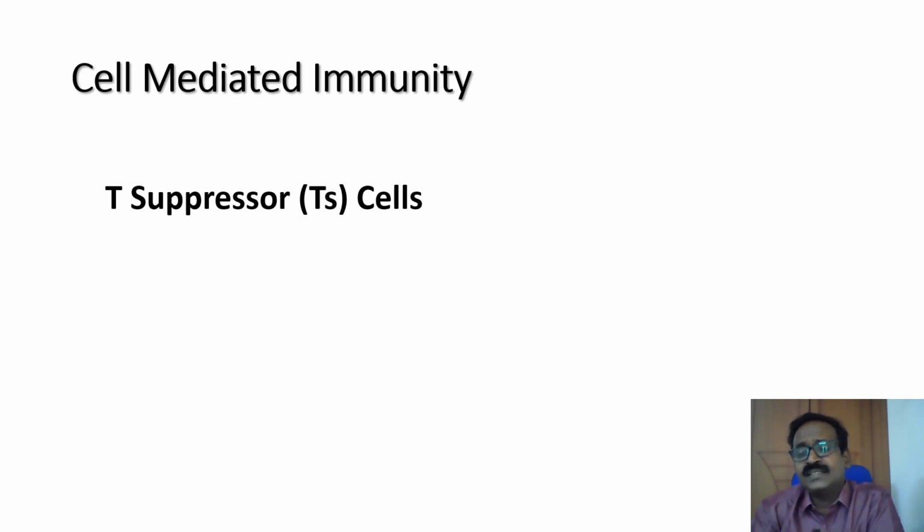The suppressor T cell regulates cell-mediated immunity. This is very, very important. Cell-mediated immunity not only kills the microorganisms; sometimes it will kill the body's own tissue. So the immunity should be suppressed in unnecessary conditions. That is done by the suppressor T lymphocytes, a type of T lymphocyte, which regulate cellular immunity.